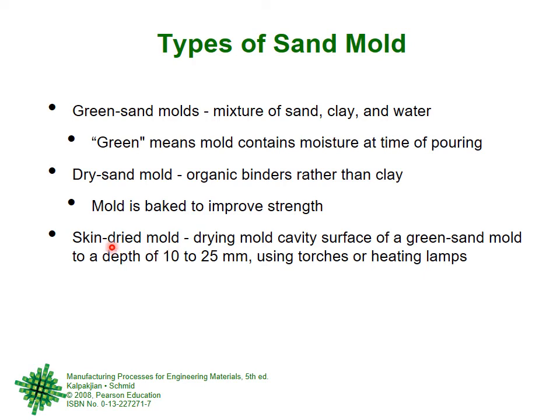And then a skin dried mold: drying the mold cavity surface of a green sand mold to a depth of 10 to 25 millimeter using torches or heating lamps, right? So with a green sand mold, you leave whatever amount of water was there in the mold. You don't do anything after making the mold. Dry sand mold, you bake it and you use organic binders. Skin dried is in between: you have a green sand mold, but then you use a torch or heating lamp so that you don't heat the whole mold, but heat all the walls so that there is a dry skin of the sand only, right?